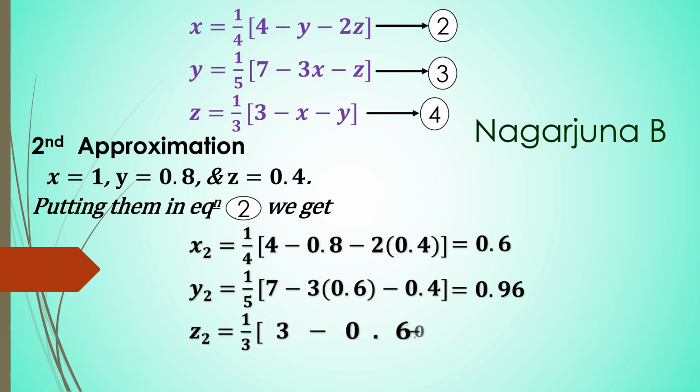0.96. Now we need to calculate the value of z by using equation number 4 and substituting the value of x as 0.6 and y as 0.96, which we have got just now. So therefore we can write z3 is equal to 1 divided by 3 into 3 minus 0.6 minus 0.96. So upon simplification it will be 0.48. Now we shall move on to the third approximation.